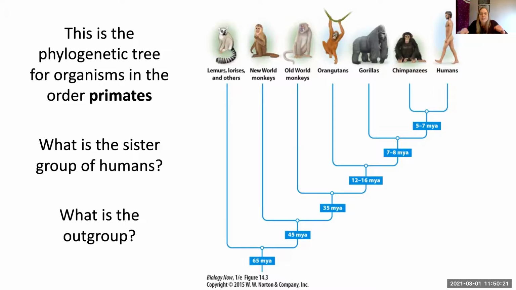One of them is flexible and mobile shoulders. So that's something that both us and our sister group have. And then who did you say was the outgroup? If you said lemurs, lorises, and others, you are correct. So whoever is furthest from the connector point to the group you're thinking about, that is your outgroup.